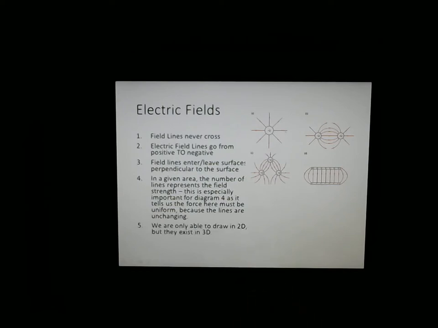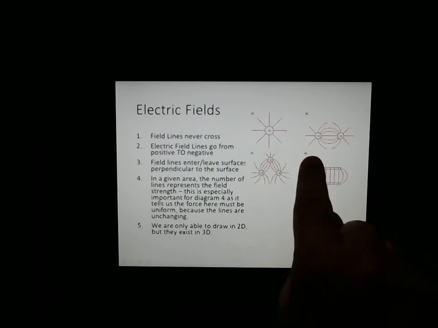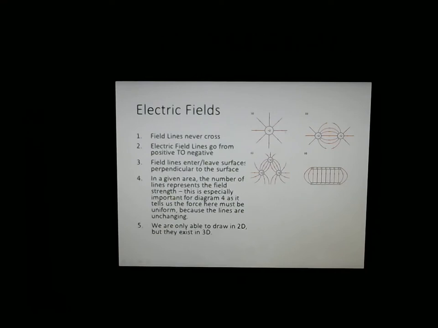While we're only drawing in 2D, they do exist in 3 dimensions. So there would be some field lines coming up, out, and then back down to it, and some going in and back up towards the negative charge. These are just 2D pictures of 3D things.